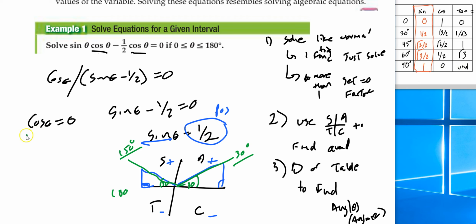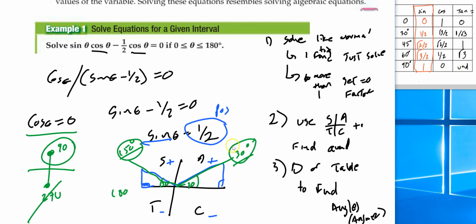I still have to solve this one. Where does cosine equal 0? Well, look at your table right there. Cosine equals 0 at 90. Now it's a little tricky because it should equal 0 at two spots. If it equals 0 at 90, it's also equal at 270. But why isn't that an answer? Because it only wants from 0 to 180. So I don't care about that. I just care about these three.